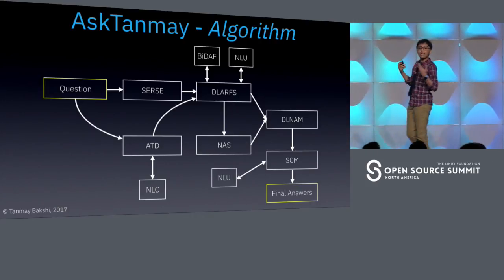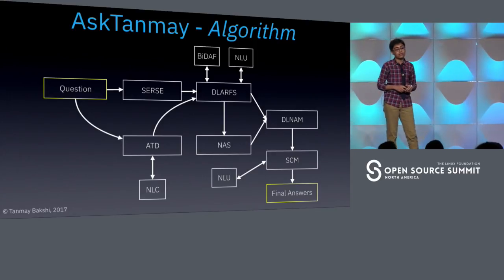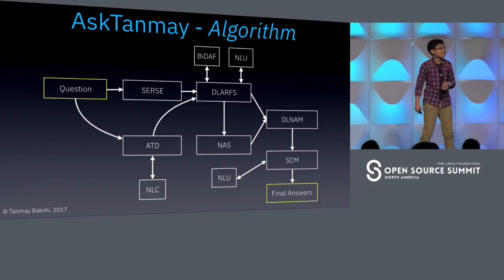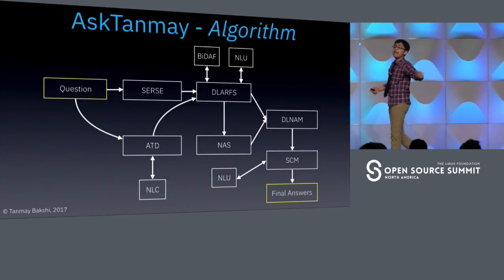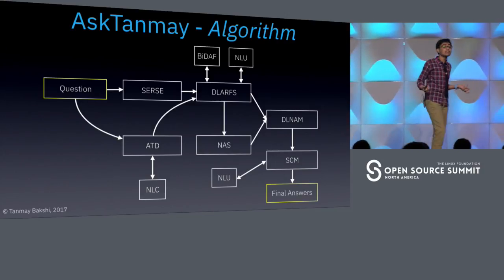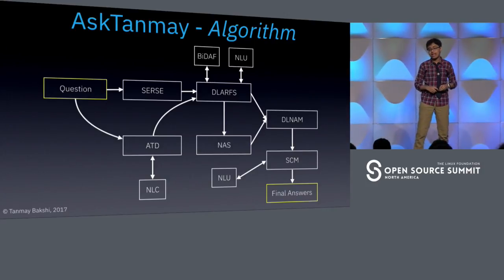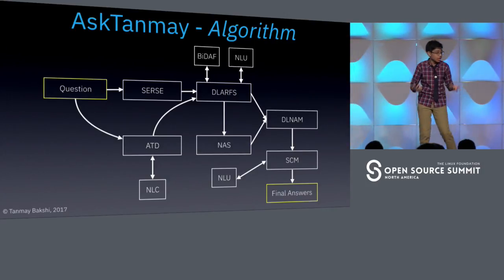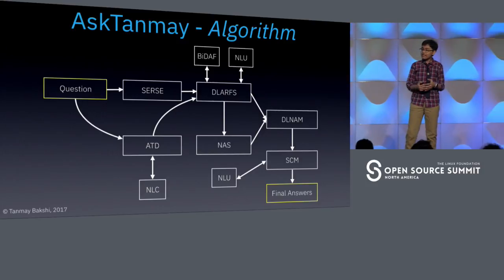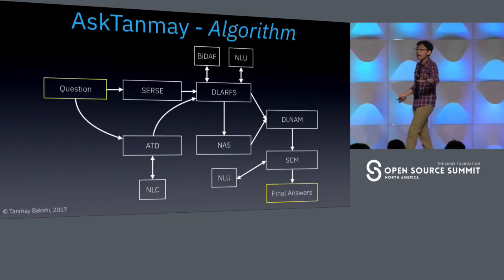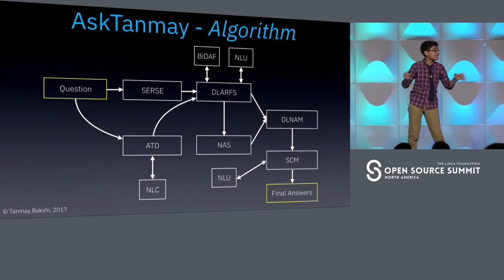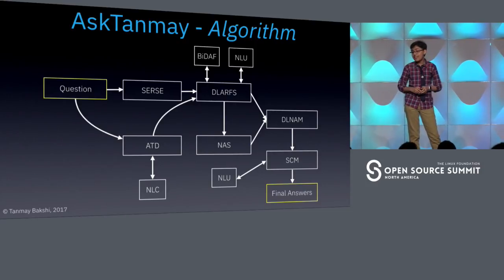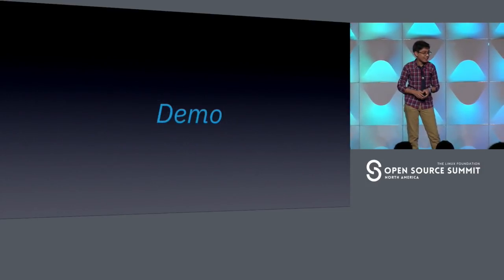But then, AskTanmay actually has to try and find out what your question is actually looking for, and that's done via the ATD, or answer type detection stage. AskTanmay then has to use deep learning through the DLARFS and DLNAM steps to actually try and find answers that could be the correct answer to your question. And from there, it has to try and score and merge those answers via the SCM, or similar candidate merging step, which will merge different answers that mean the same thing semantically, but they may not mean the same thing syntactically. But instead of me standing here telling you how AskTanmay works, I'm sure that you're going to be very interested to see a demo of AskTanmay itself working.